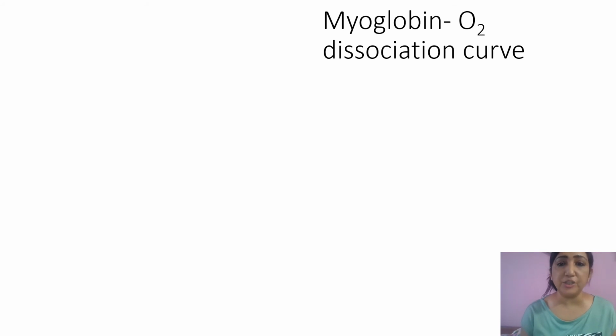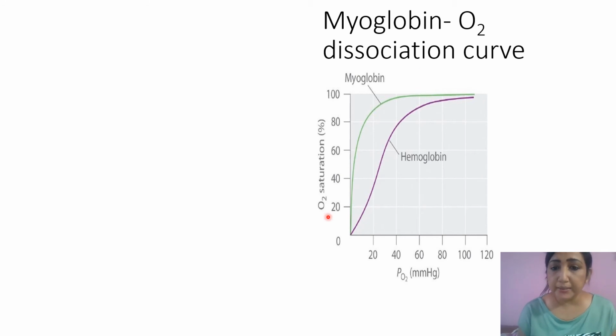Now, instead of hemoglobin, the muscle contains a special molecule called myoglobin. The myoglobin dissociation curve is a little different from hemoglobin. This is also PO2, this is oxygen saturation. You see, this is the myoglobin dissociation curve, whereas it is not at all a sigmoid shaped curve.